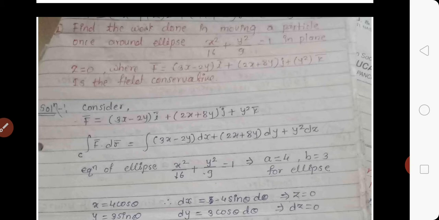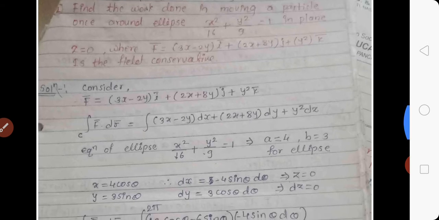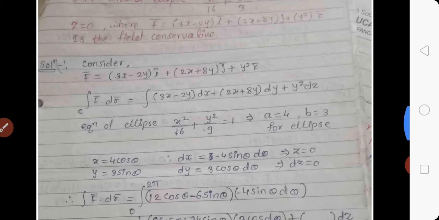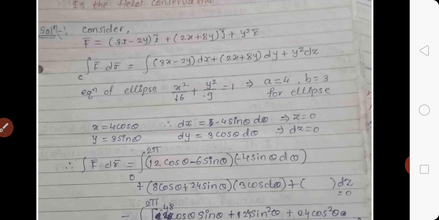We substitute the value of f bar dot dr bar, which is f1 dx plus f2 dy plus f3 dz. Substitute the values of f1 as 3x minus 2y, f2 as 2x plus 8y, and f3 as y square. Now the equation of the ellipse is x square upon 16 plus y square upon 9 equal to 1.